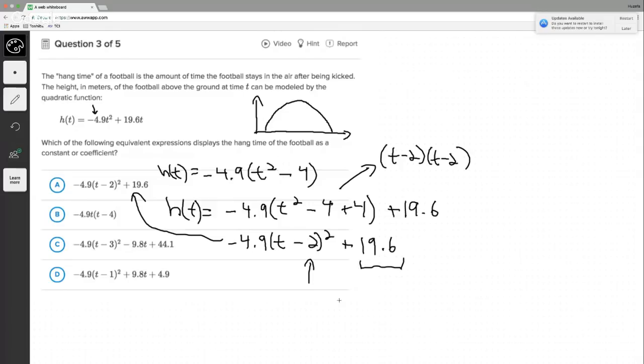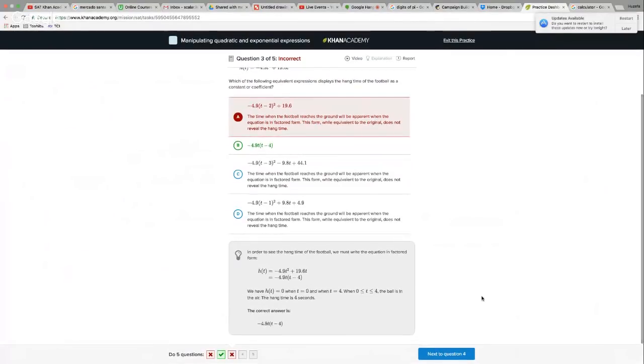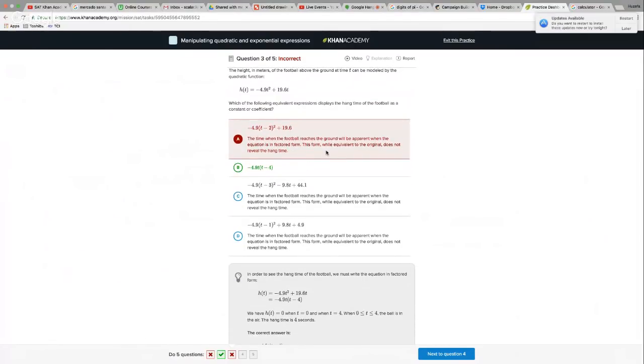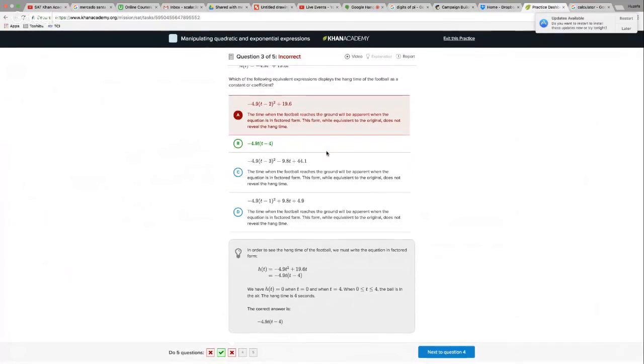Okay, and that's right. These other ones, I can't even tell you exactly what they're trying to do, but it's a convoluted way of asking you to complete the square. So let's see if that's right. Oh, and it's not right. Man, I'm 2 out. This one is 4.9. What's happening? The time when the football reaches the ground will be apparent when the equation is in factor form. This form, while equivalent, does not reveal the hang time.